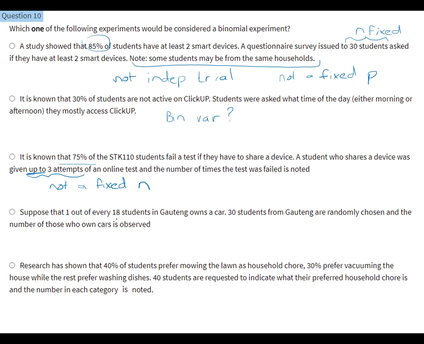Here we said, suppose that 1 out of every 18 students in Gauteng owns a car. 30 students, so we have a fixed N here, from Gauteng are randomly chosen. We have that independence, happy about that. And the number of those who own cars is observed. So we have our variable definition here as well. And you can see here this is fixed because we have that independence. This P is all good as well. So this one is looking very good. But just to be safe, make sure that we haven't missed something. Let's check the last one as well.